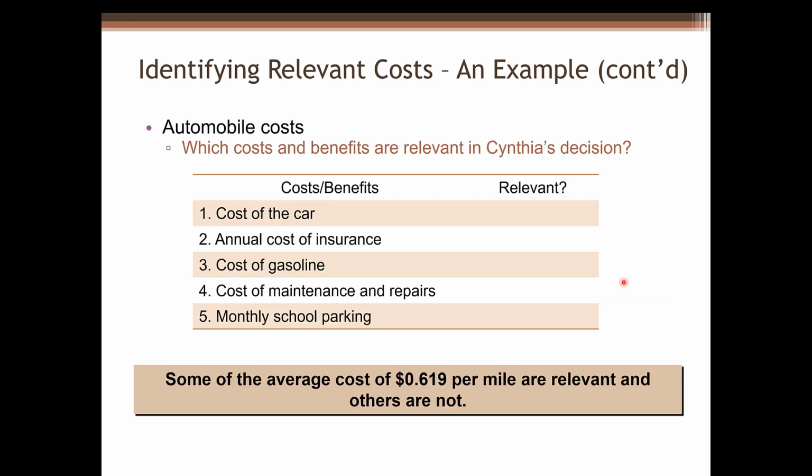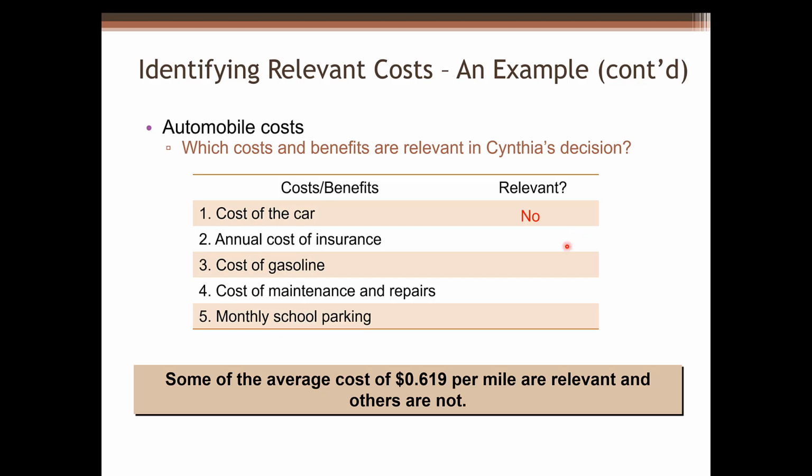Regarding automobile costs, some of the average cost of $0.619 per mile are relevant and some are not. And we will take a look at them one by one. Cost of a car is irrelevant because it's a sunk cost. Cynthia has already bought the car.